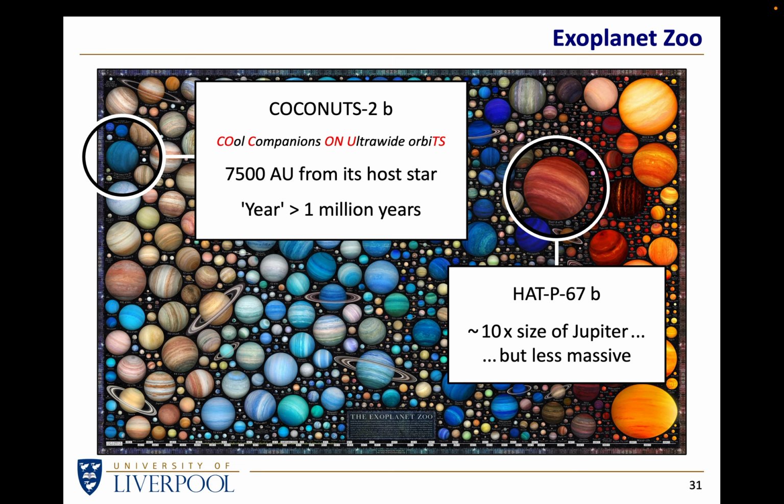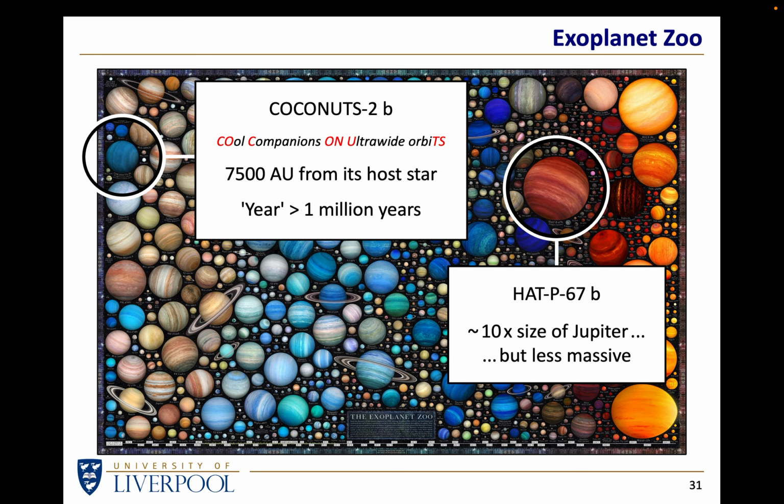They've reverse engineered it to be cool companions on ultra-wide orbits. In other words, this particular group were interested in any planets that appear to be a long way from their star. And of course, if they're a long way from the star, it takes a long time for the planet to orbit. This particular one is 7,500 AU. 1 astronomical unit is the distance from the Earth to the Sun. So this planet is more distant from its star by a factor of 7,500 compared to our distance to our Sun. And we take a year to go around the Sun. It's estimated that this planet takes about 1 million years to go round. That's based spectroscopically on the evidence that we have.